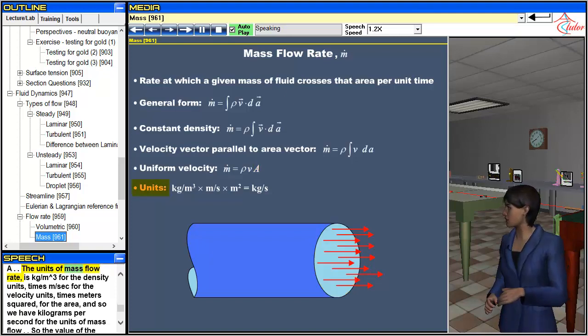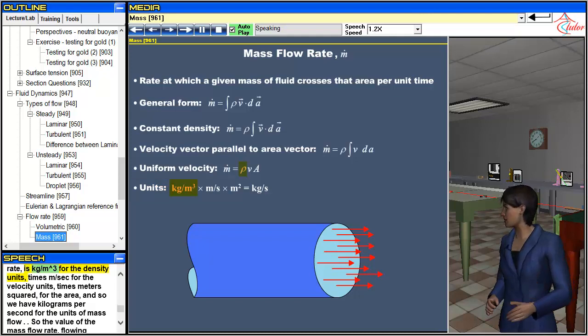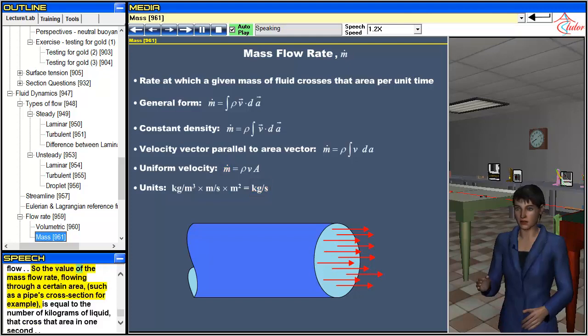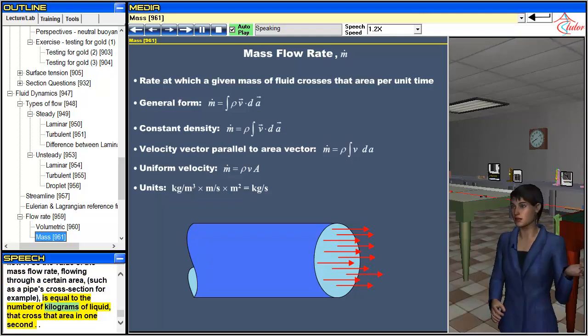The units of mass flow rate are kilograms per meter cubed for the density units, times meters per second for the velocity units, times meters squared for the area. And so we have kilograms per second for the units of mass flow. So the value of the mass flow rate, flowing through a certain area, such as a pipe's cross-section for example, is equal to the number of kilograms of liquid that cross that area in 1 second.